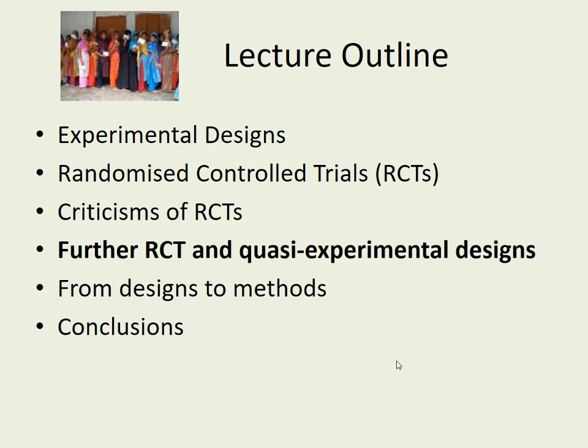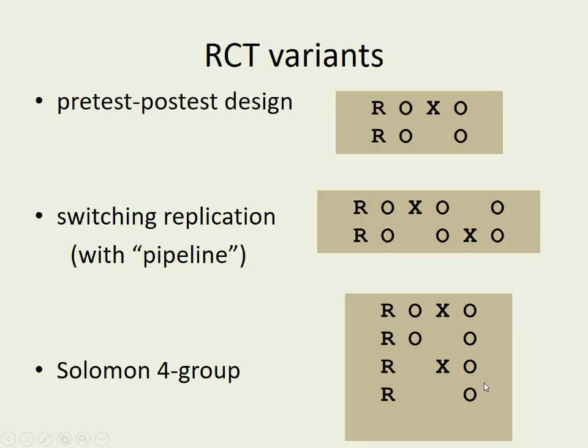So the previous section looked at some criticisms of RCTs and a few of the responses to those. And part of the responses is to elaborate into further designs, which we'll quickly look at now. So here's a few examples put out in the ROXO notation. So the basic example is the pre-test, post-test design. So you make sure you test before and afterwards. That's the basic elaboration. But two further ones are switching replication, otherwise known as a pipeline design.